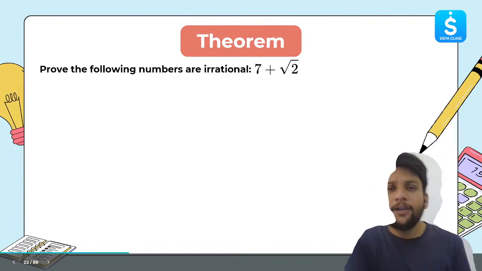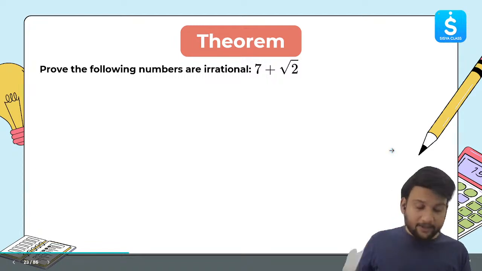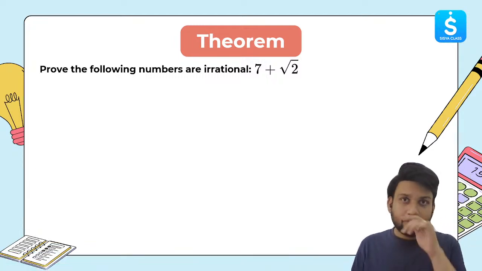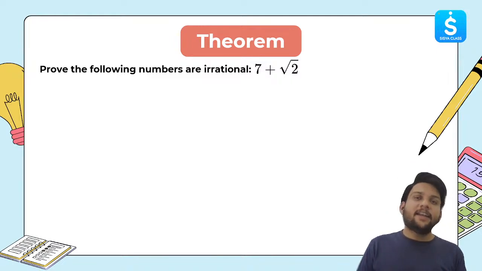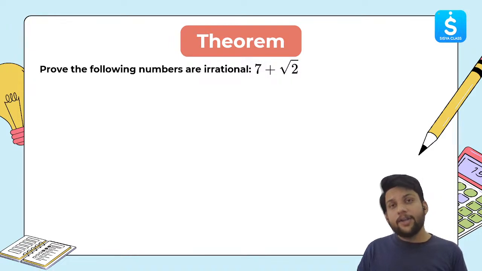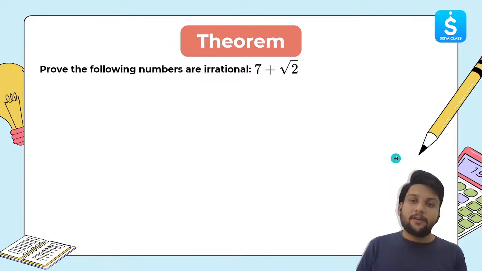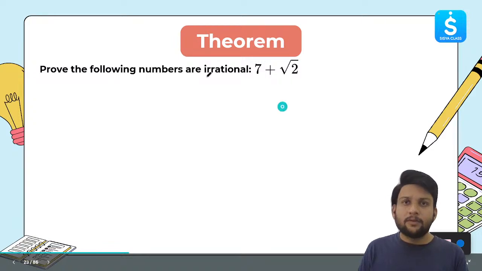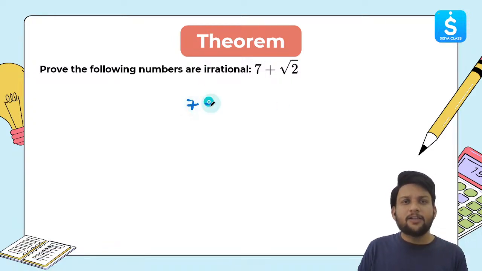Let's move forward. Now, if we have to prove another type of number, that is 7 plus root 2. Now, here it gets interesting. See, nowadays CBSE is already giving that root 2 is irrational. Now, if it is already given that root 2 is irrational, then our job becomes very easy. I'll show you how. So, again, the steps remain the same. I will write 7 plus root 2. I will assume this to be rational.